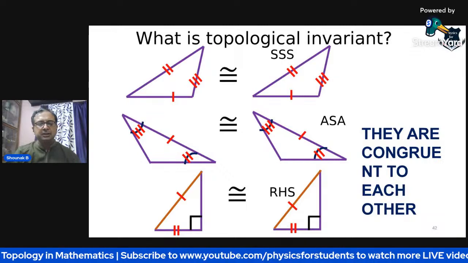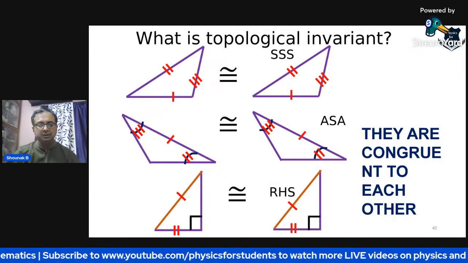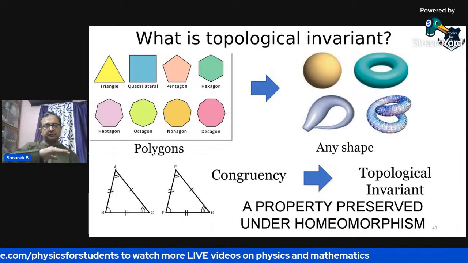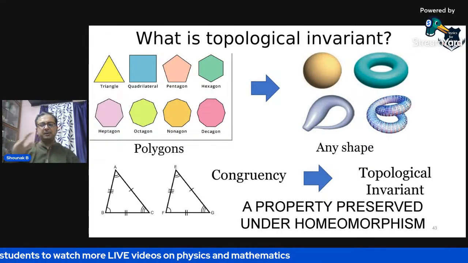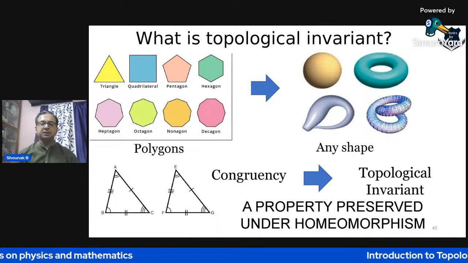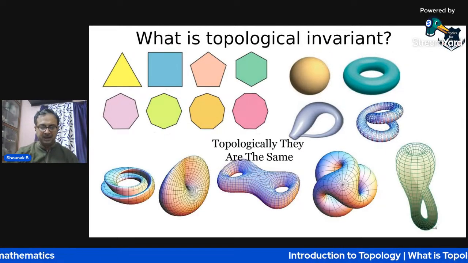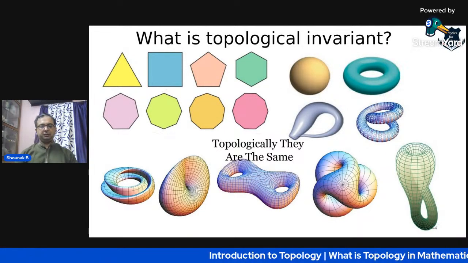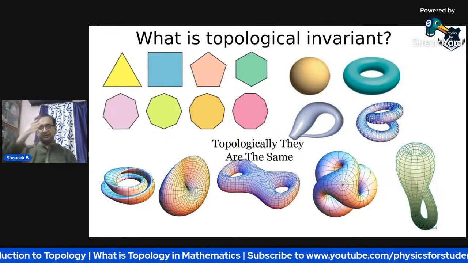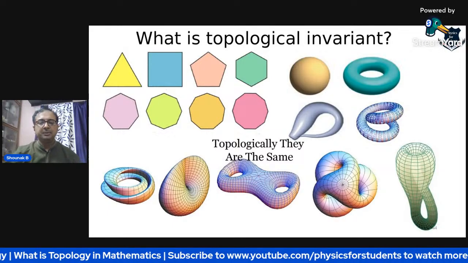This part I don't think I need to explain again, because we have already dealt with it. When the congruency is replaced by a topological invariant, we call it a property preserved under homeomorphism. And this is the last one, which I mean to show that all these shapes are topologically the same, but geometrically they are different.